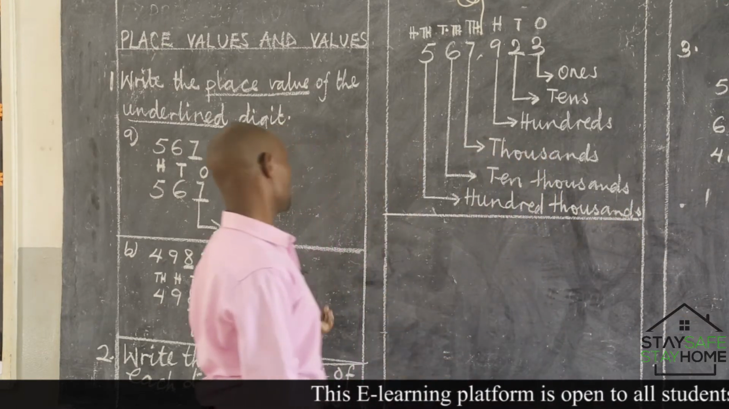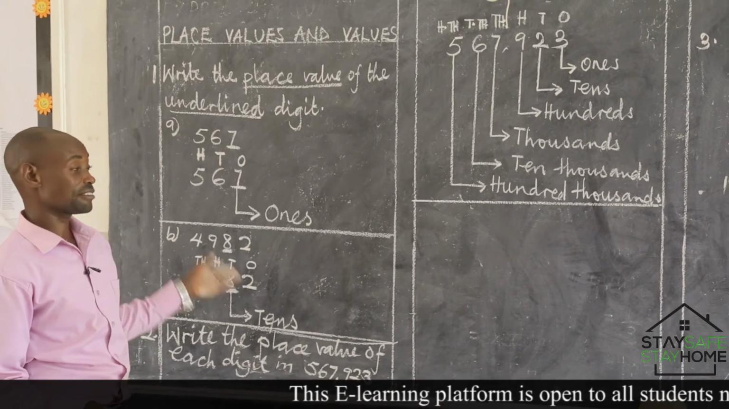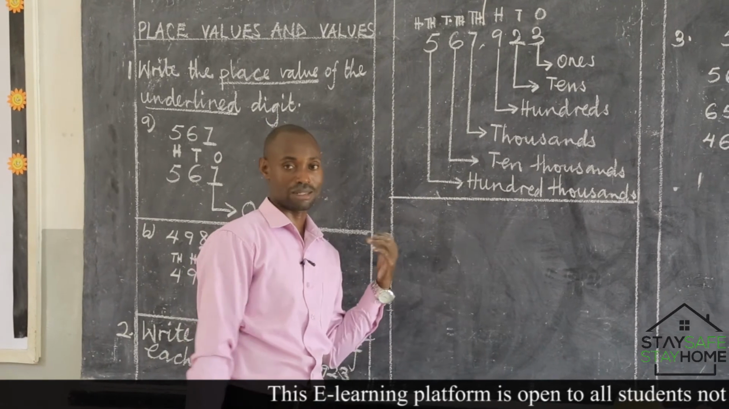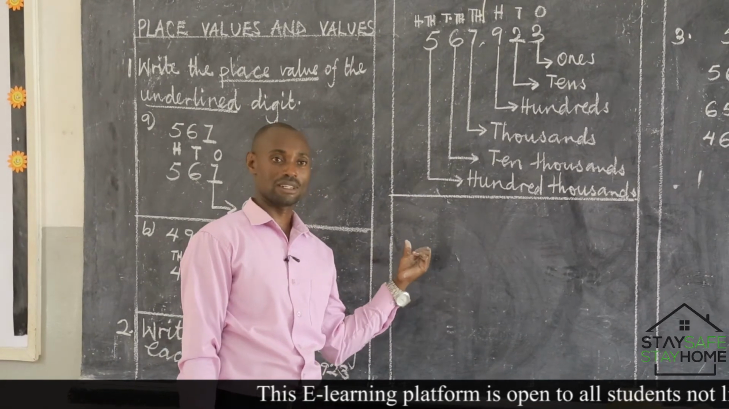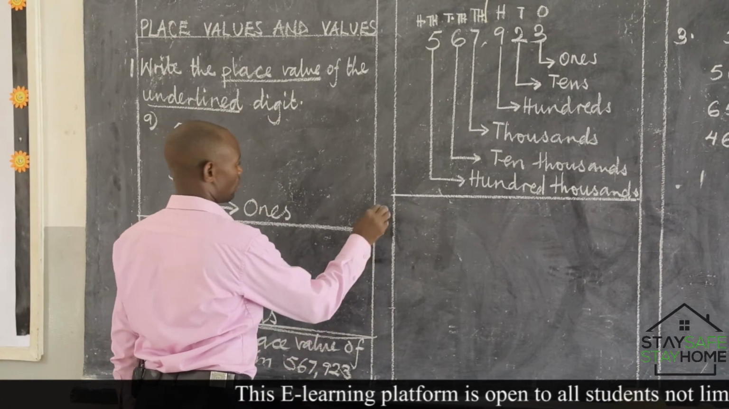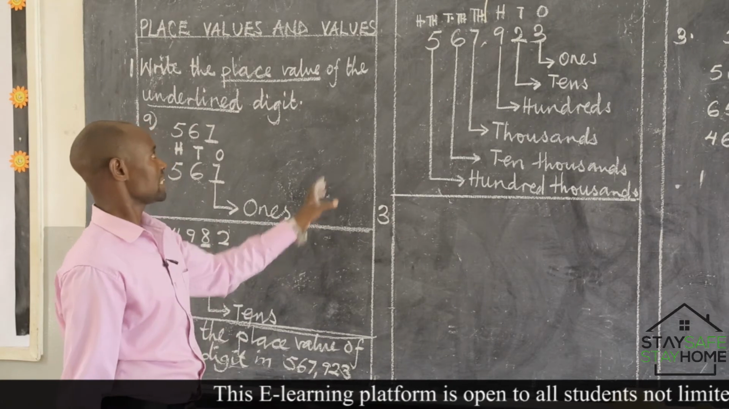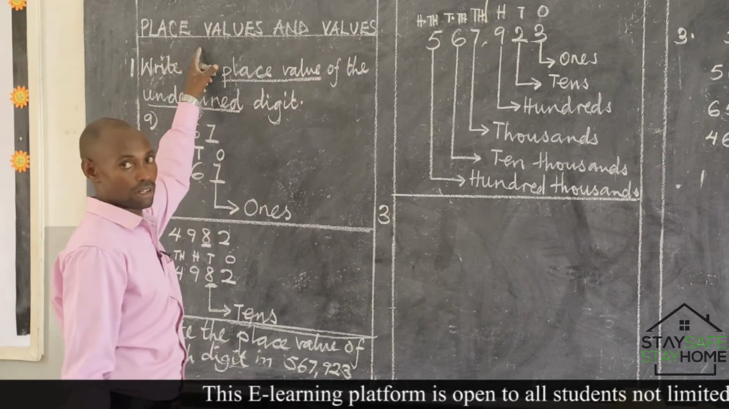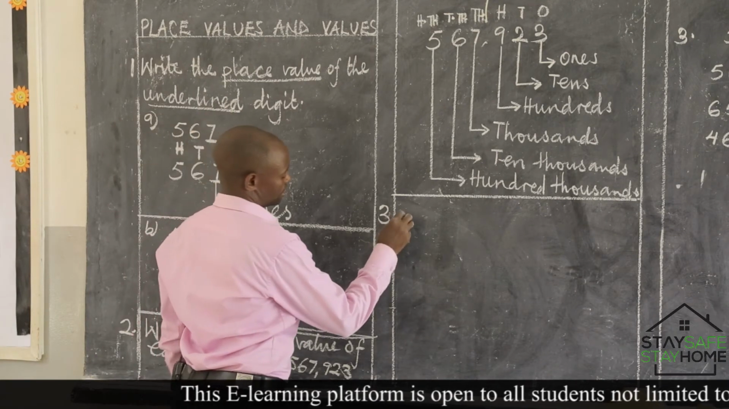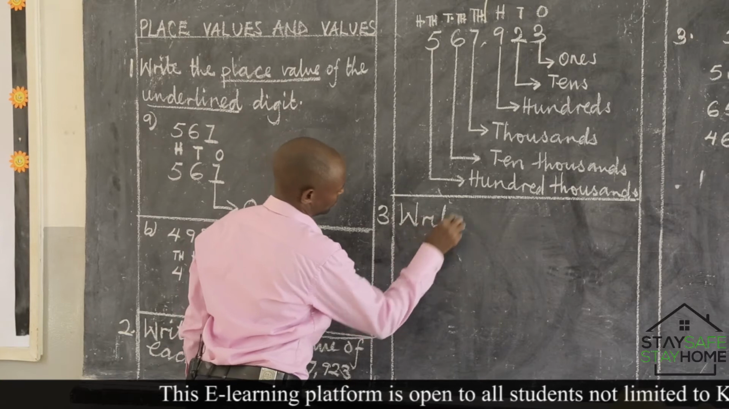So I think the examples I have given you about place values are enough. After all, even a P4 child can do this. You were taught this one in the P4, even in the P3. So allow me now take you to our example 3, whereby we are going to see how values will differ from place values.